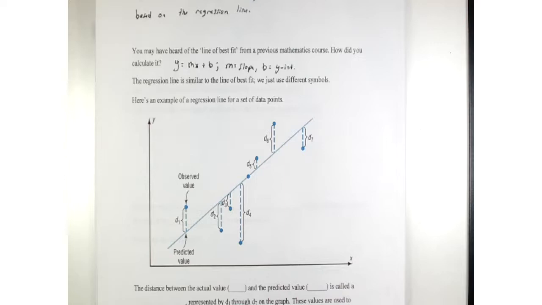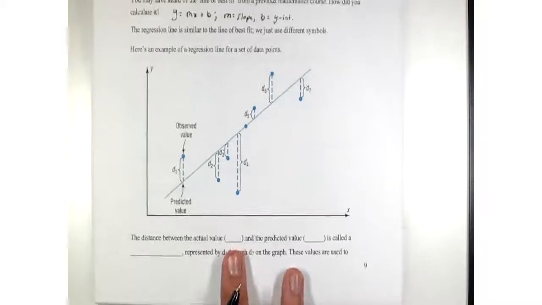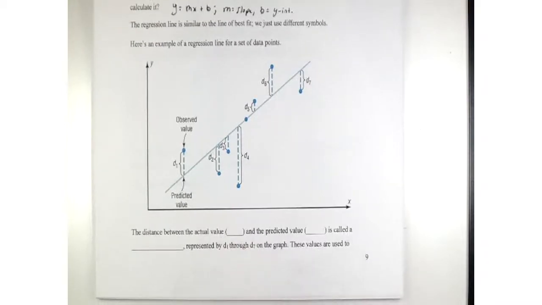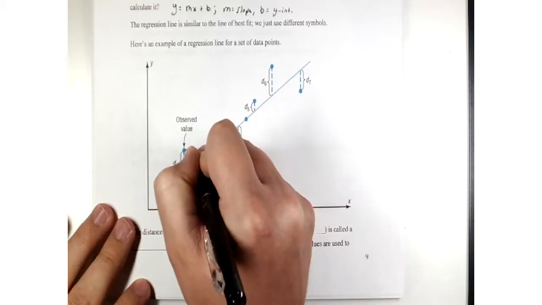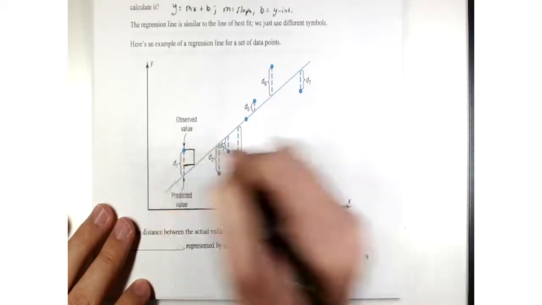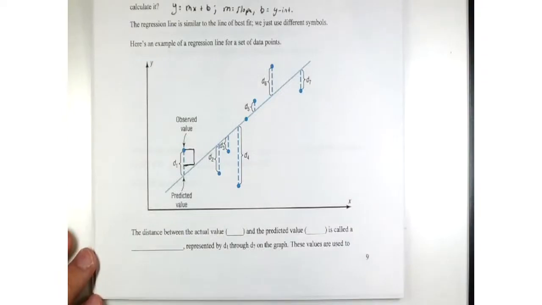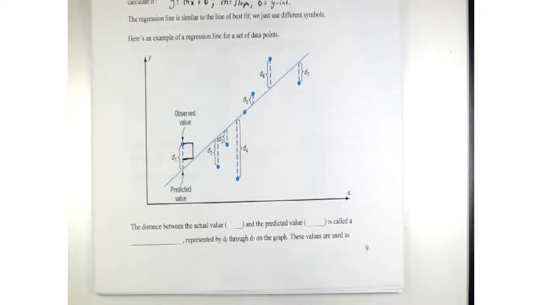So the regression line is similar to the line of best fit. We just use different symbols. The regression line we're going to make is the one that minimizes the sum of the residuals, the residual sum of squares, actually. It literally creates a box around that residual, and we're trying to minimize the area of all those boxes. That's what your calculator is doing when it calculates those values of a and b.